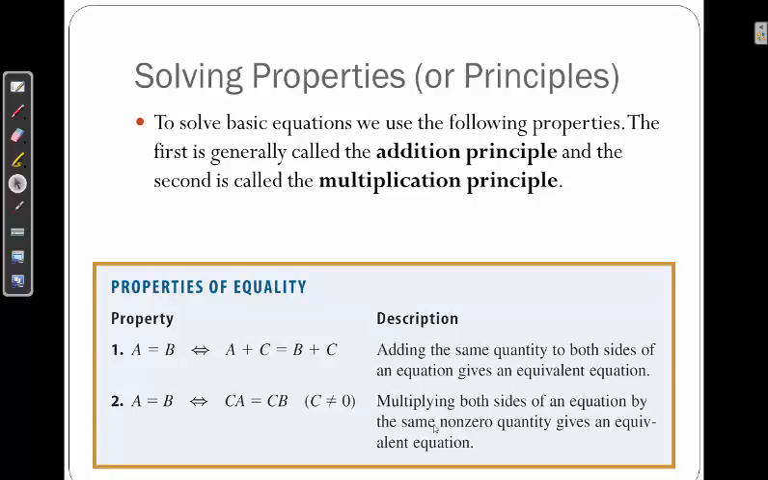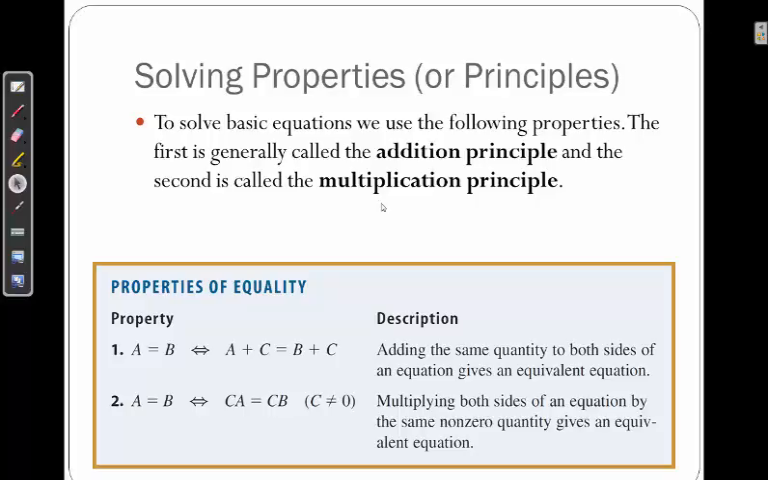So here's how we're going to be solving equations, how we're going to be generating these equivalent equations. We have two solving principles, or properties. They are called the addition principle and the multiplication principle. The first one, you can see right here, this symbol means if and only if, or is equivalent to. So A equals B if and only if A plus C equals B plus C.